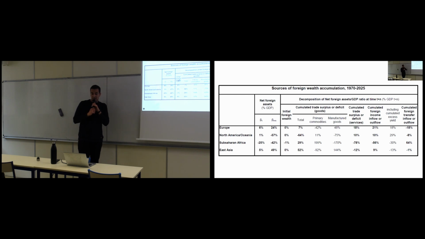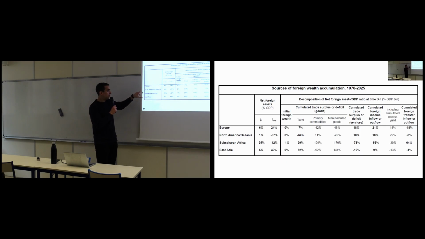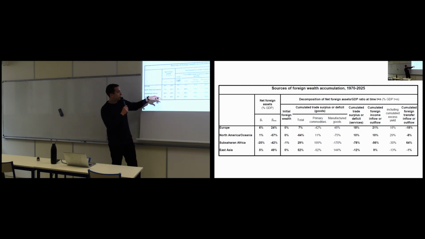So what happens today? From the same table, 1970 to 2025, let's quickly check Europe, North America, China, and Oceania. Let's actually check North America and China, which is where most of the beef is today. So in 1970, the US, North America, has 1% of GDP as positive foreign wealth, but ends the period at minus 57% of GDP.